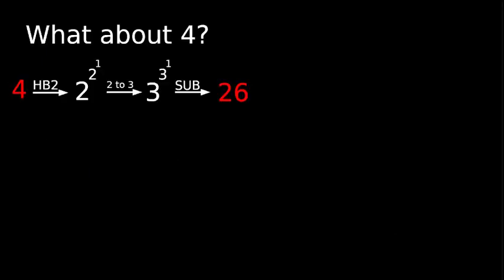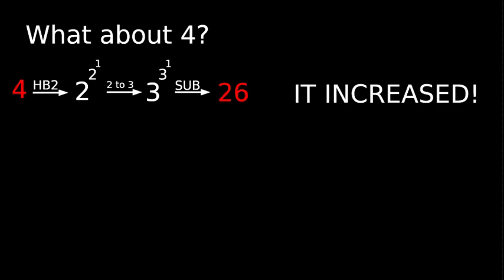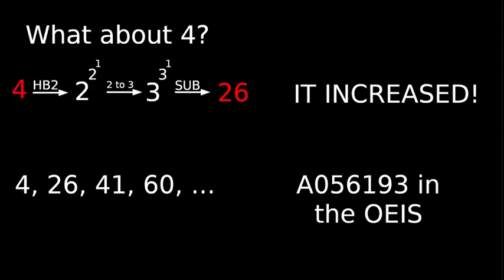start with 4. We do the first step and right off the bat, something new happens. The sequence increases. In fact, the first terms are 4, 26, 41, 60, and it keeps growing. You can check this sequence in the Online Encyclopedia of Integer Sequences. But just like the sequences before it, this one also eventually stalls and slowly drops to 0.